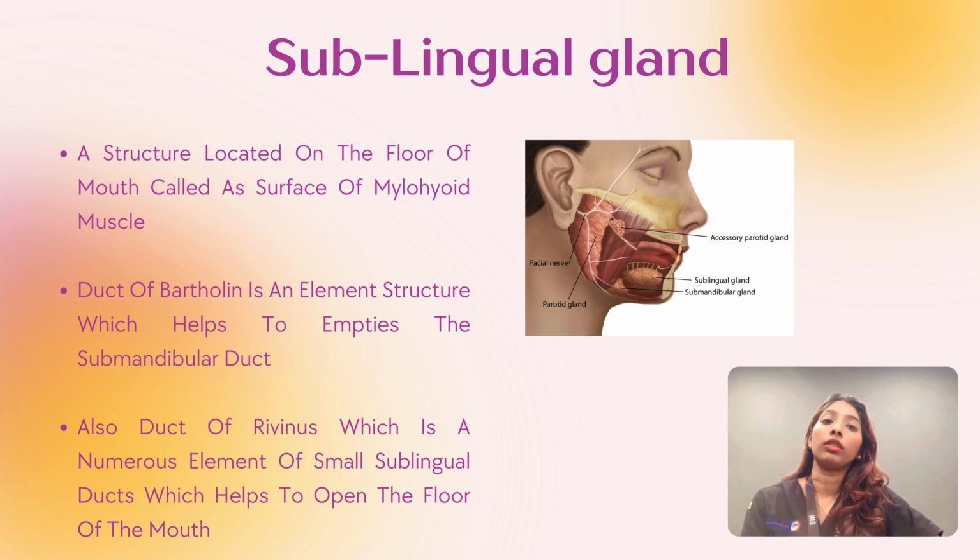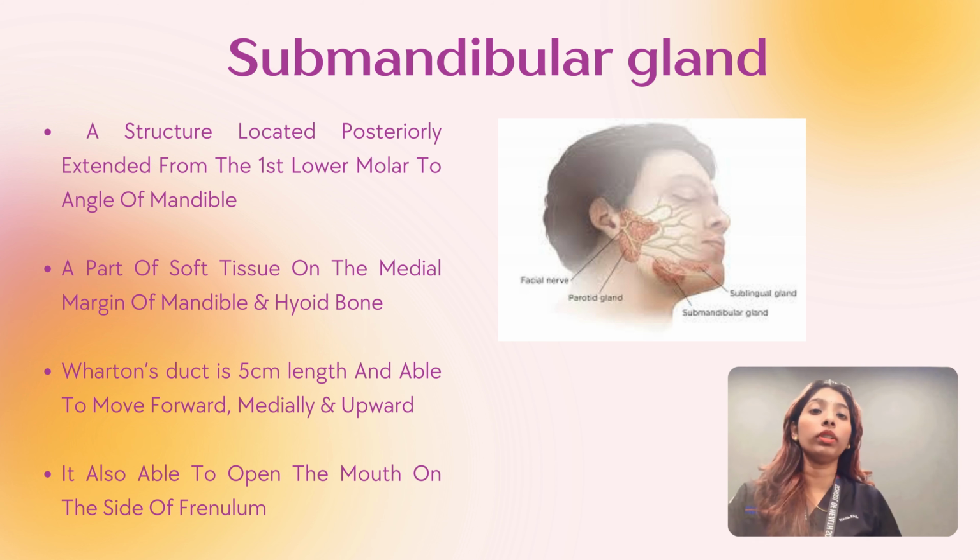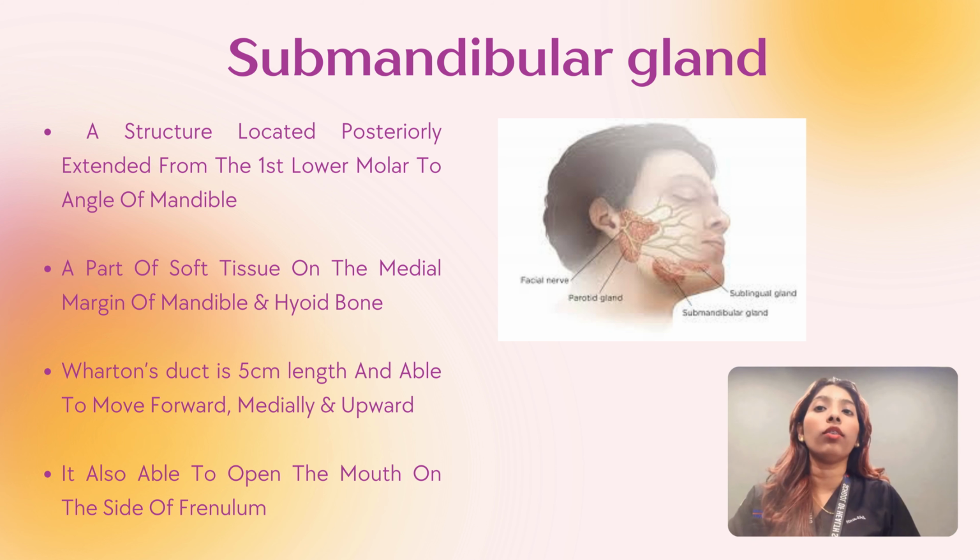As for the submandibular gland anatomy, it is a structure located posteriorly, extending from the first lower molar to the angle of the mandible. It is a part of soft tissue on the medial surface of the mandible and hyoid bone. Wharton's duct is 5 cm in length and able to move forward, medially and upward. It opens into the mouth at the side of the frenulum.